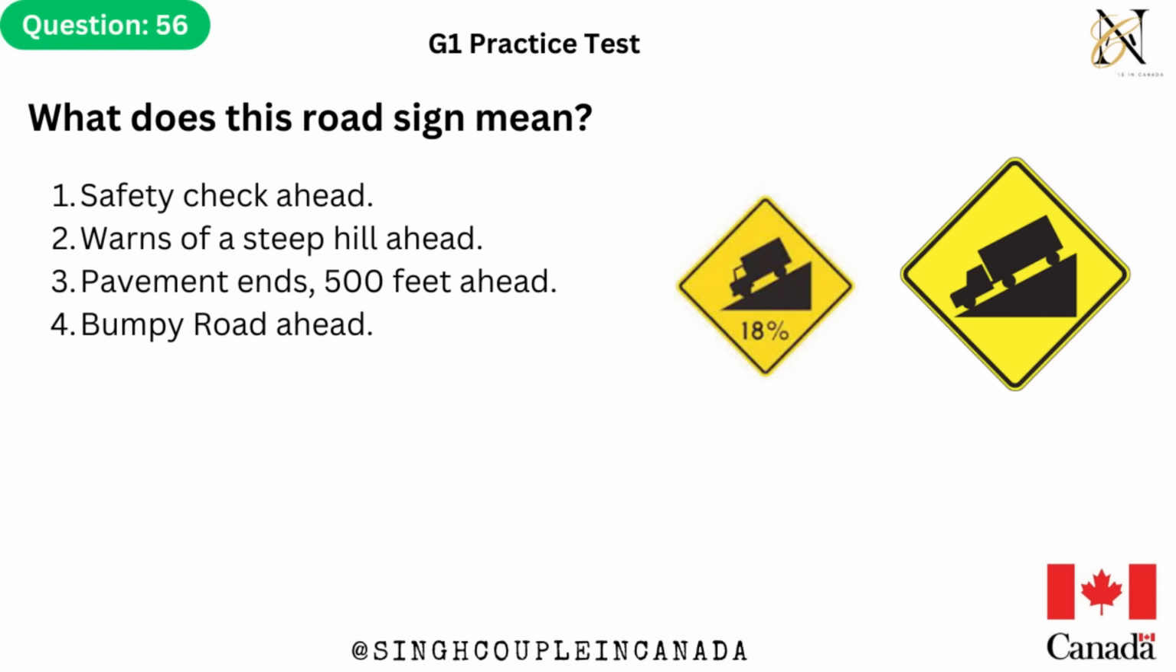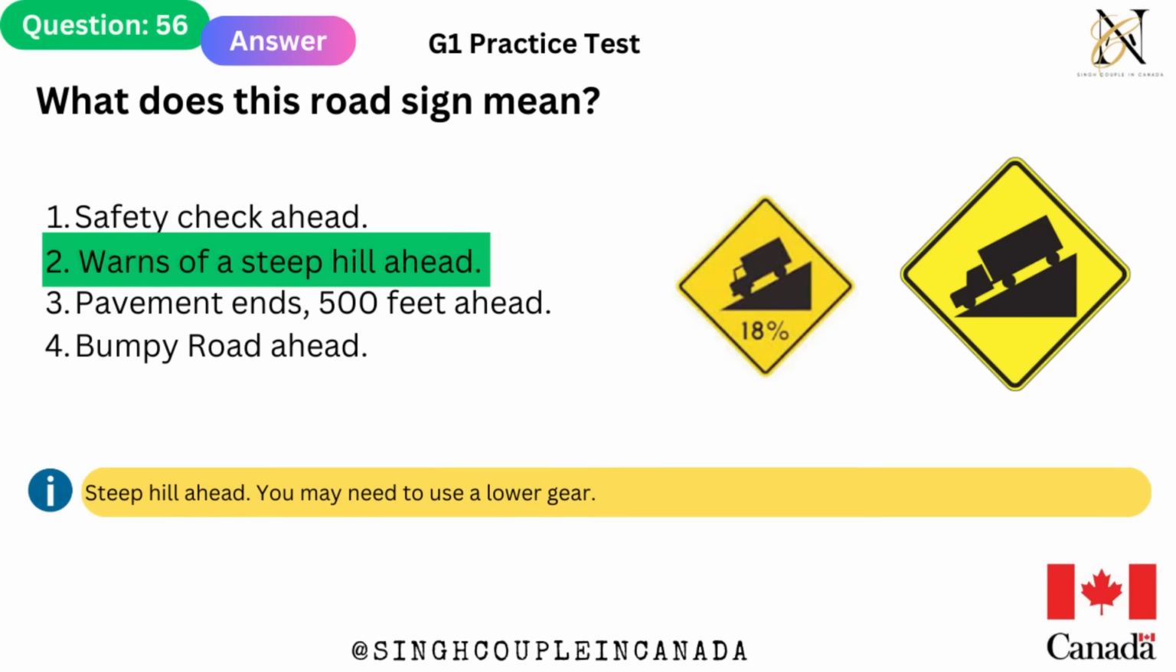What does this road sign mean? 1. Safety check ahead. 2. Warns of a steep hill ahead. 3. Pavement ends, 500 feet ahead. 4. Bumpy road ahead. The answer is 2. Warns of a steep hill ahead. Steep hill ahead. You may need to use a lower gear.